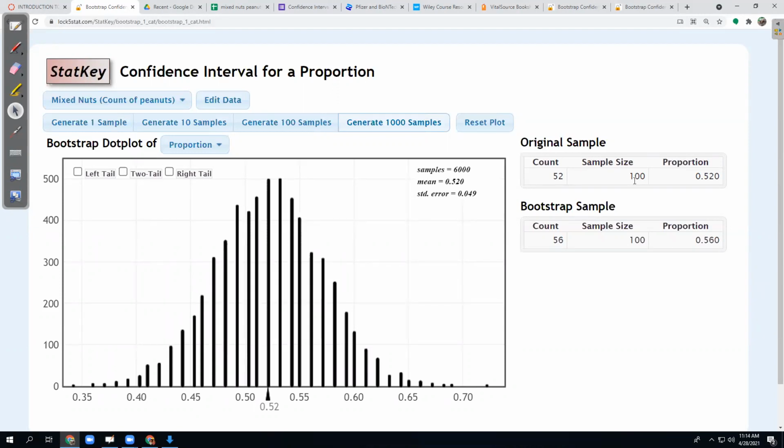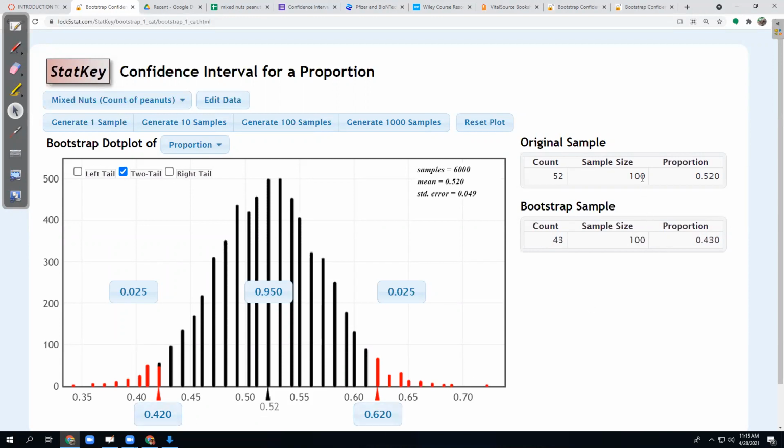Then I do it again. I reach into the can, look at the nut, write it down. After I did that 100 times, how many were peanuts? Get your proportion. So StatKey repeated that experiment 6,000 times for me based on these 100 nuts and made this sampling distribution. Then I click two-tail, and StatKey asks, would you like a 95% confidence interval? And I say, sure. So StatKey says, okay, your confidence interval is lower end 0.42, upper end 0.62.